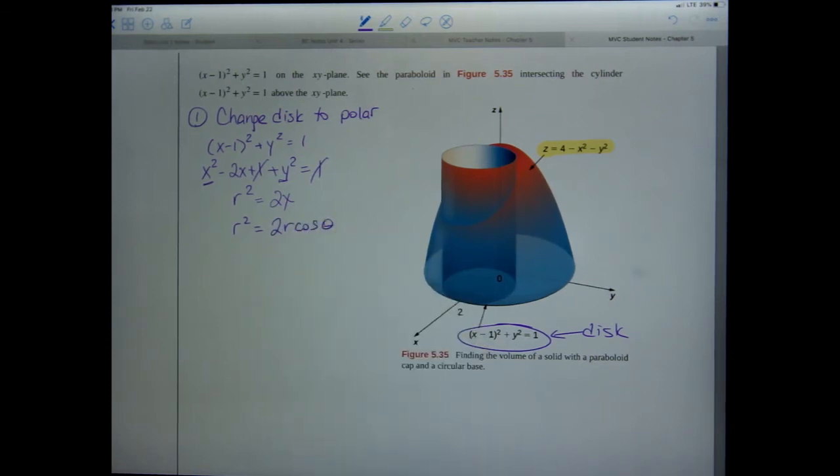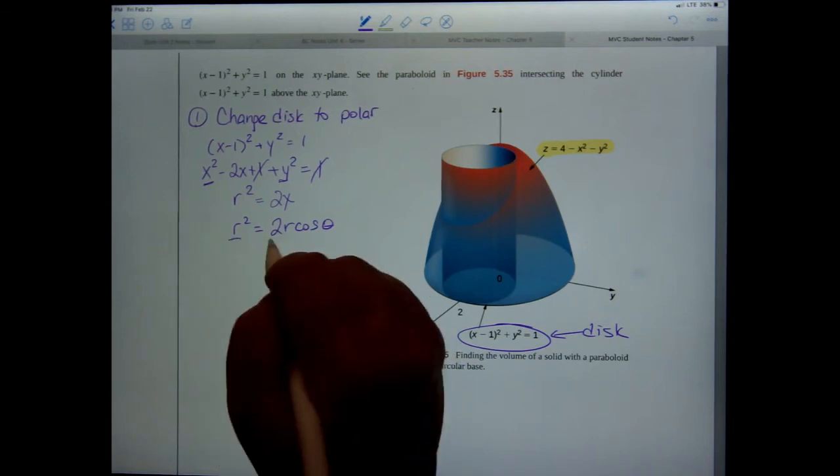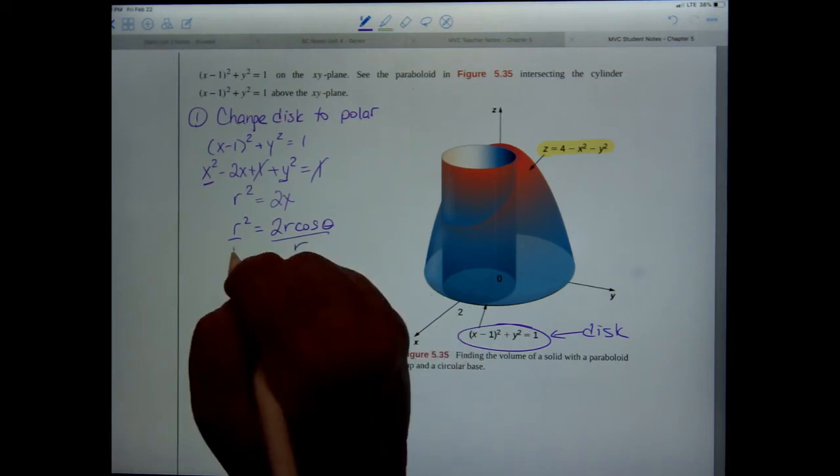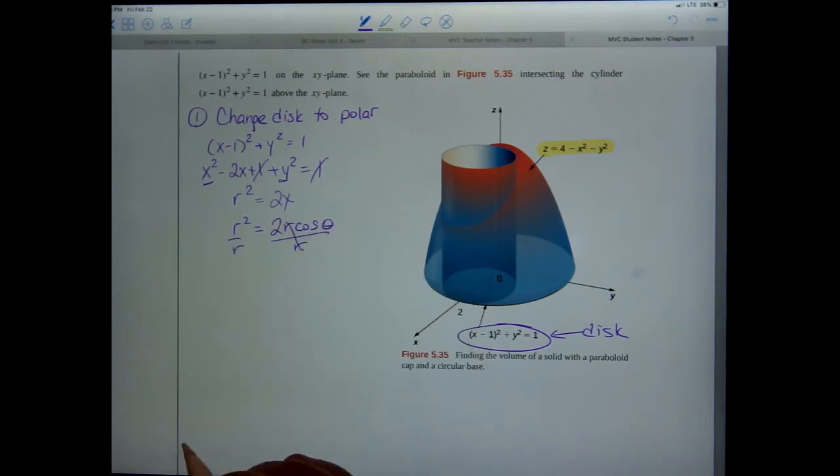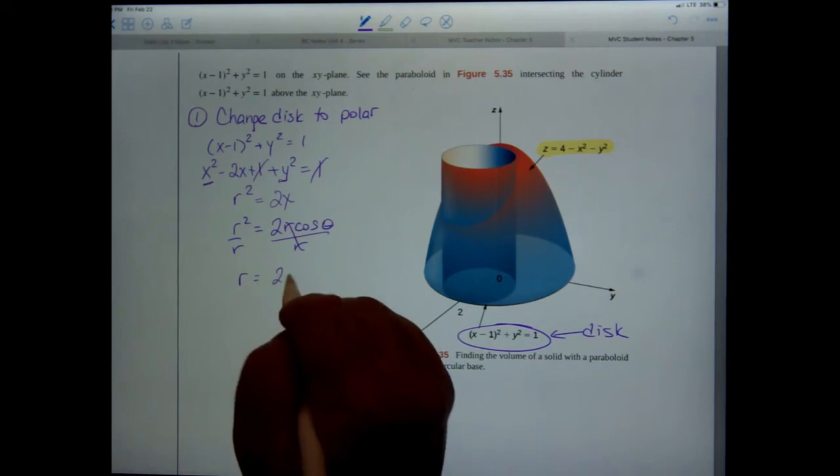Okay. Now, I'm going to break my cardinal rule. I told you never to divide by a variable because it makes the variable go away. However, in this instance, if I divide by r, that's like r equals 0. And r equals 0 means absolutely nothing in the context of this problem. Okay? So r equals 2 cosine theta is the equation of that circle.